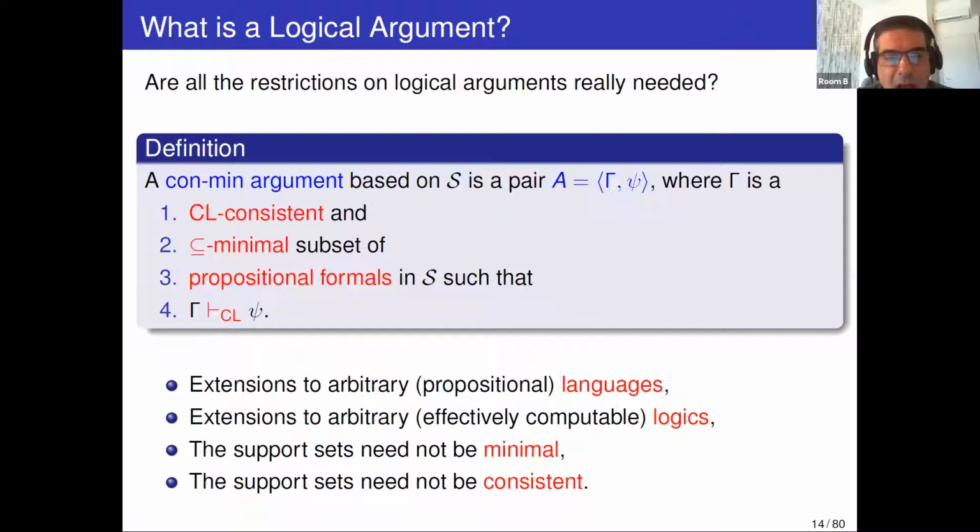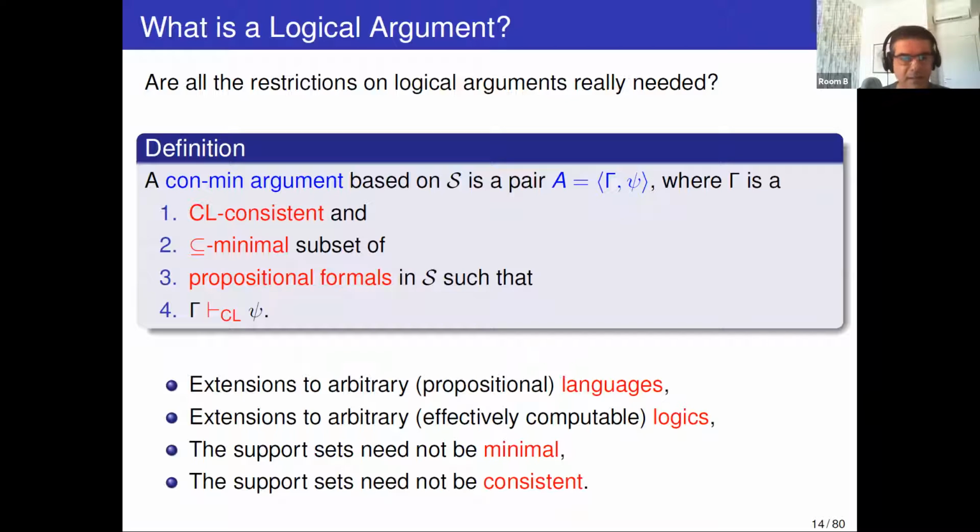We extend our framework; in general, in logical argumentation it is now common to extend the language to arbitrary propositional formulas. So we use an arbitrary propositional language, and in some cases also first-order languages. But here we will stick to the propositional case to demonstrate the main idea. We extend our attention to arbitrary, usually effectively computable, logics, not necessarily classical logic. And the two assumptions about the support set are lifted: the support set need not be minimal, nor does it need to be consistent.